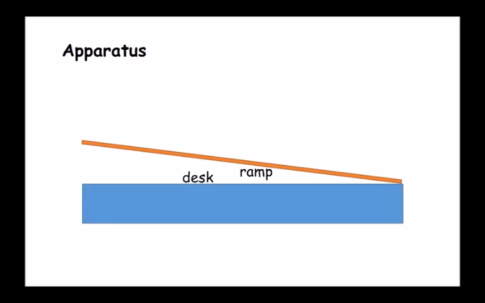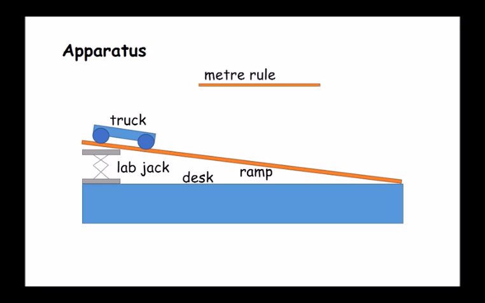Okay, once we've worked out what all our variables are, we can then begin to think about what apparatus we are going to need to carry out this experiment. If we're trying to see how the height of a ramp affects the average speed of an object down it, we're going to need some very obvious things like a ramp and a truck to move down it. But after that, we need to think about what we are going to change. In this case, we're going to change the height of the ramp. So we're going to use a lab jack to do that, but feasibly you could just use textbooks and add more textbooks underneath the ramp.